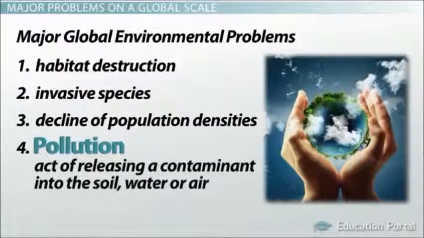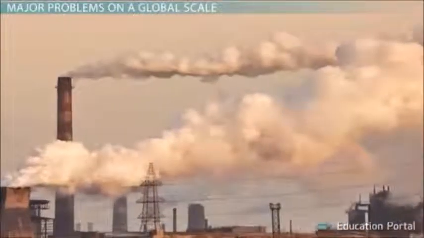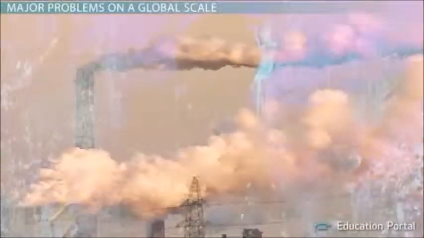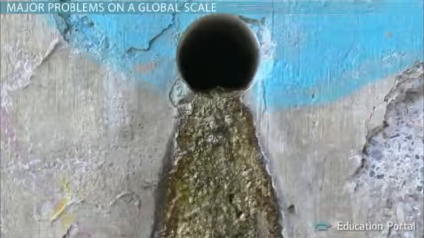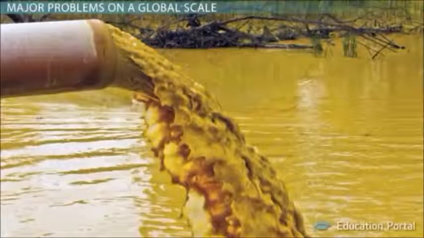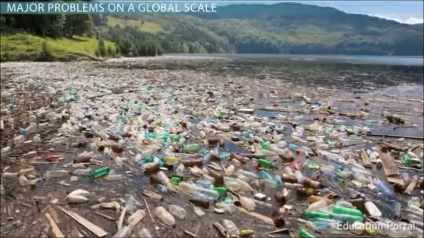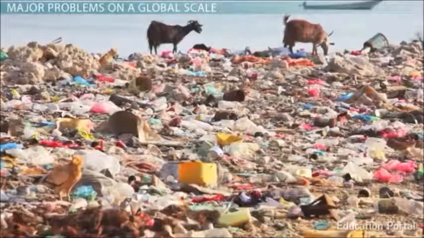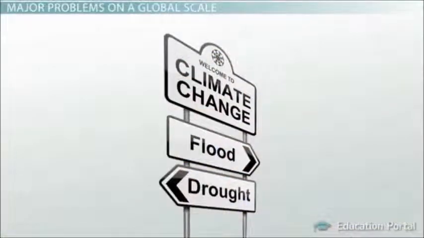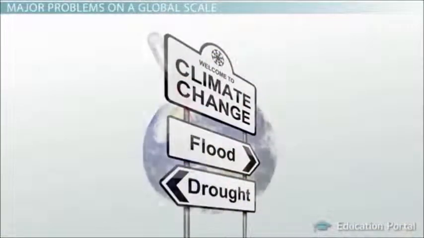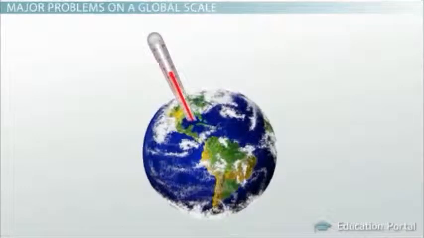The fourth major environmental problem that is occurring on a global scale is pollution. Pollution is the act of releasing a contaminant into the soil, water, or air. Although most pollutants are released in a specific location, pollution as a whole is considered a global problem because the effects of the pollutant often reach farther than the immediate area where the pollution occurred. Pollution is a very important environmental problem that requires immediate action because as a result of an increase in pollution in recent years, there have been changes in the entire climate of the planet.